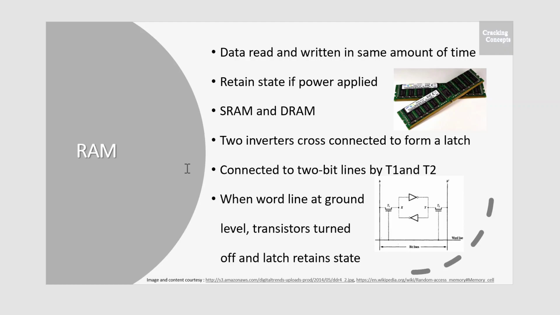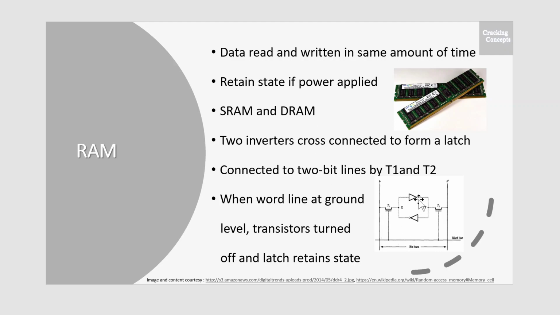RAM stands for Random Access Memory. It allows data items to be read or written in almost the same amount of time, irrespective of the physical location of data inside the memory. They are capable of retaining their state as long as the power is applied. The two main types of RAM are static RAM and dynamic RAM.